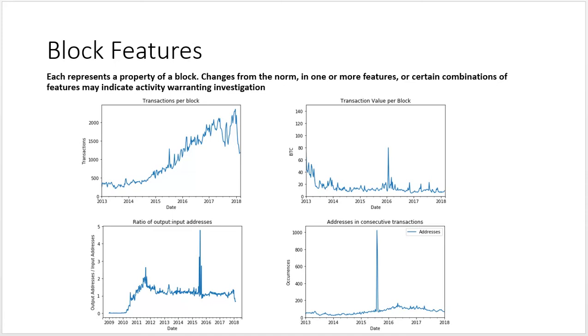Looking at these, especially in some of the bottom ones, you can see relative stability with a few spikes, and then you see a couple of big spikes, and those correspond to some big anomalous event. In the case of the mid 2015 spike, we know there was an attack on the network. So these characteristics can flag potentially suspicious activity.